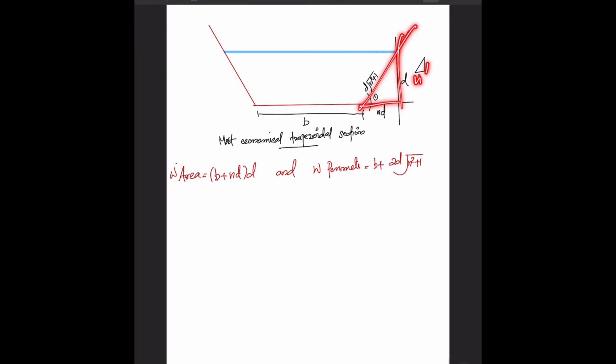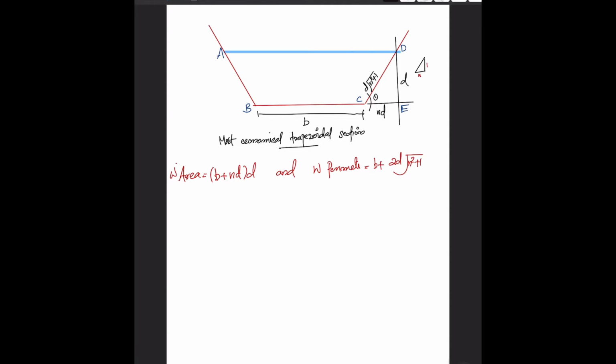So from similar triangles, we can write this dimension as nd and this as d. This is something that we have assumed. So from Pythagoras theorem, this side will be d into root of n square plus 1. Now let us mark all the sides. A, B, C, D and E.